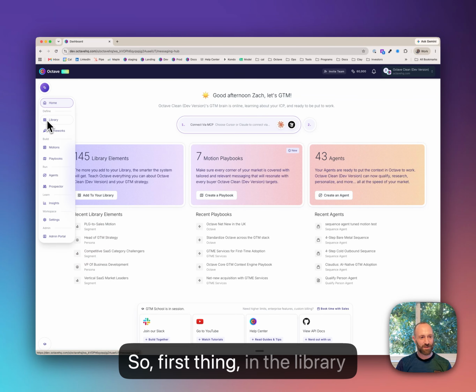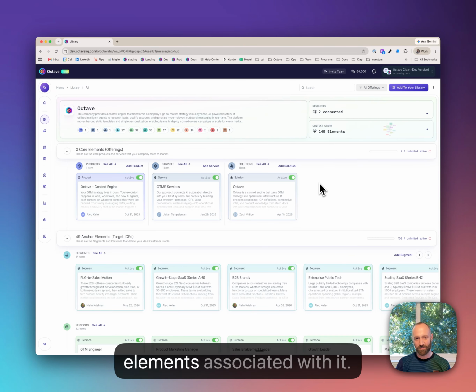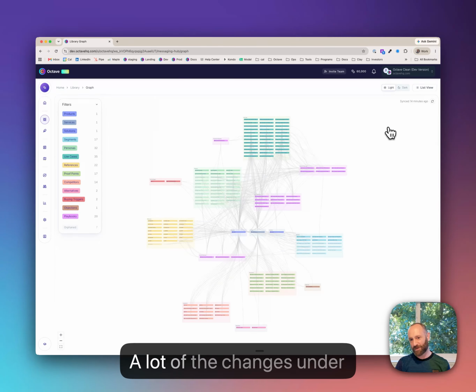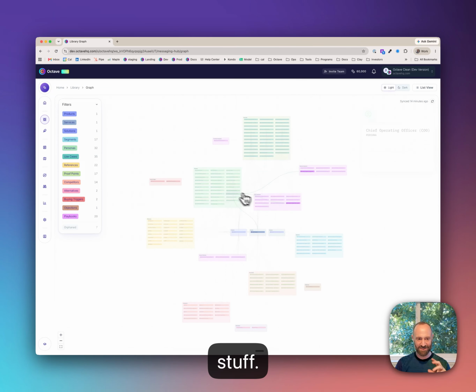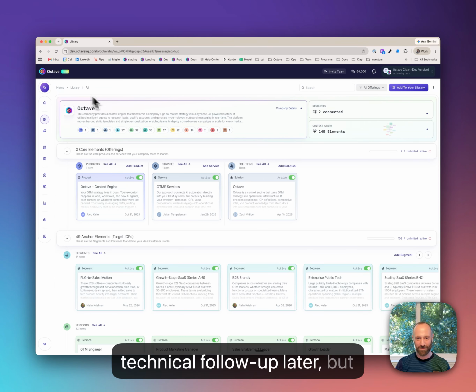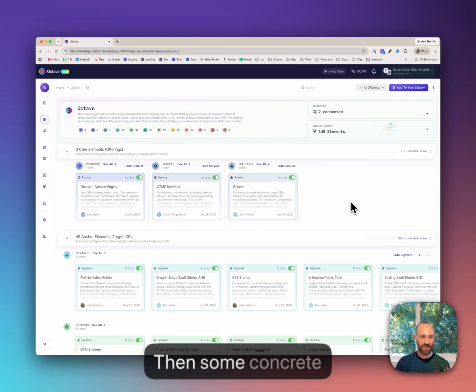So, first thing, in the library you know and love, right? This is where you define your go-to-market, all of the elements associated with it. A lot of changes under the hood in terms of our context graph, how we're linking entities, nodes, edges, fun stuff. We'll save that for a technical follow-up later, but net to you, deeper, richer understanding we can feed your agents. Then some concrete changes.